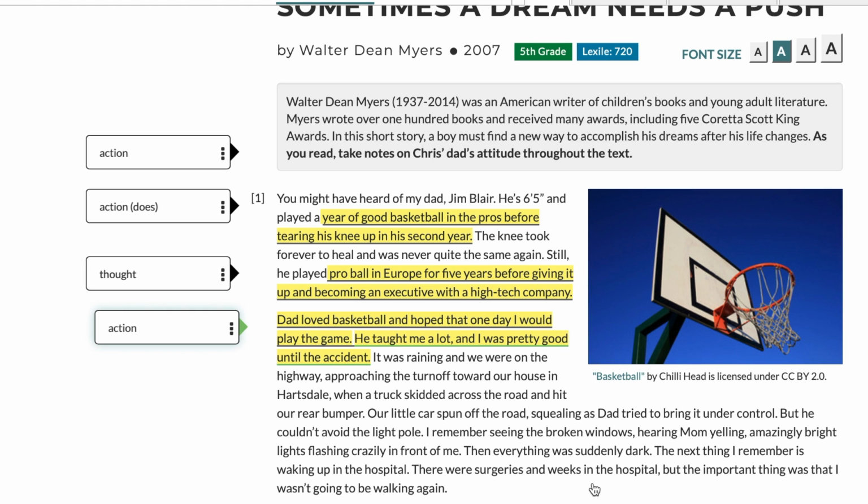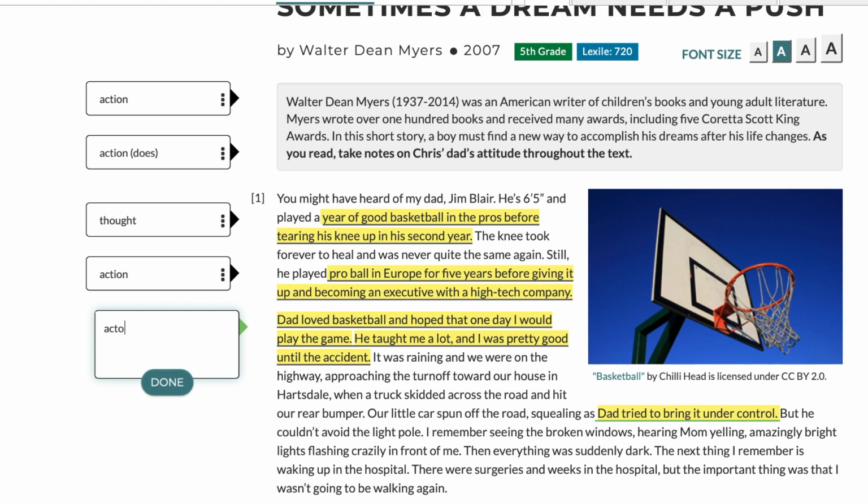"It was raining and we were on the highway approaching the turnoff toward our house in Hartsdale when a truck skidded across the road and hit our rear bumper. Our little car spun out off the road, squealing as Dad tried to bring it under control." All right, so here I'm going to highlight what the dad is doing during this accident, and this is an action. "But he couldn't avoid the light pole."